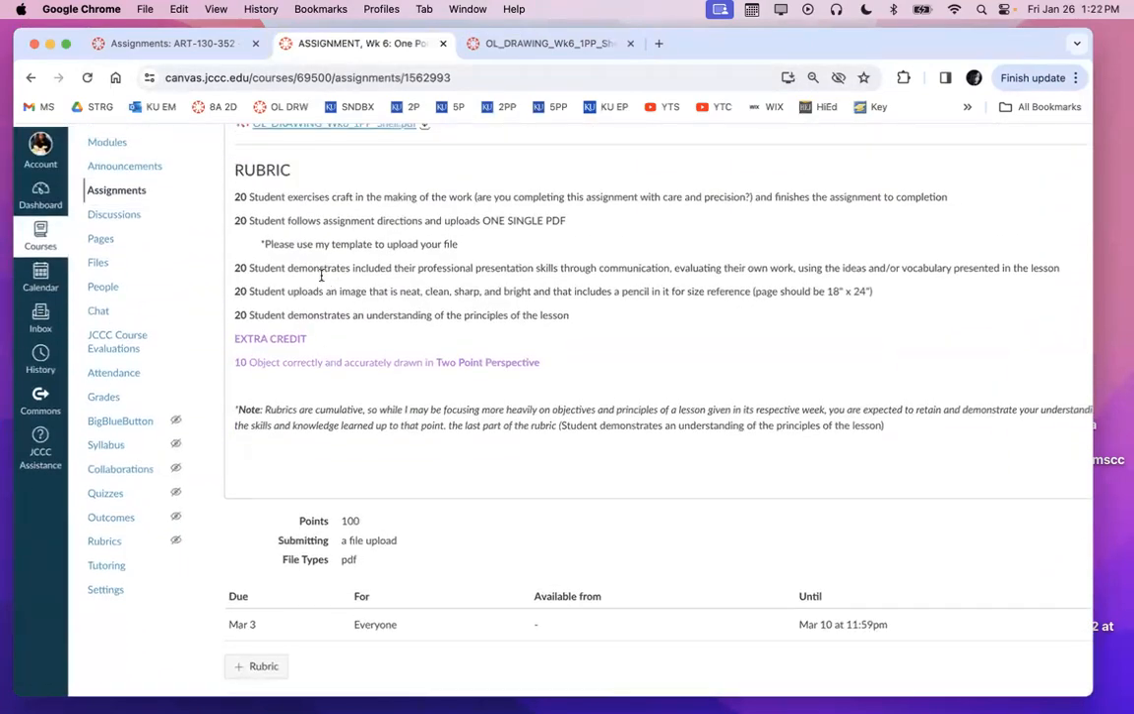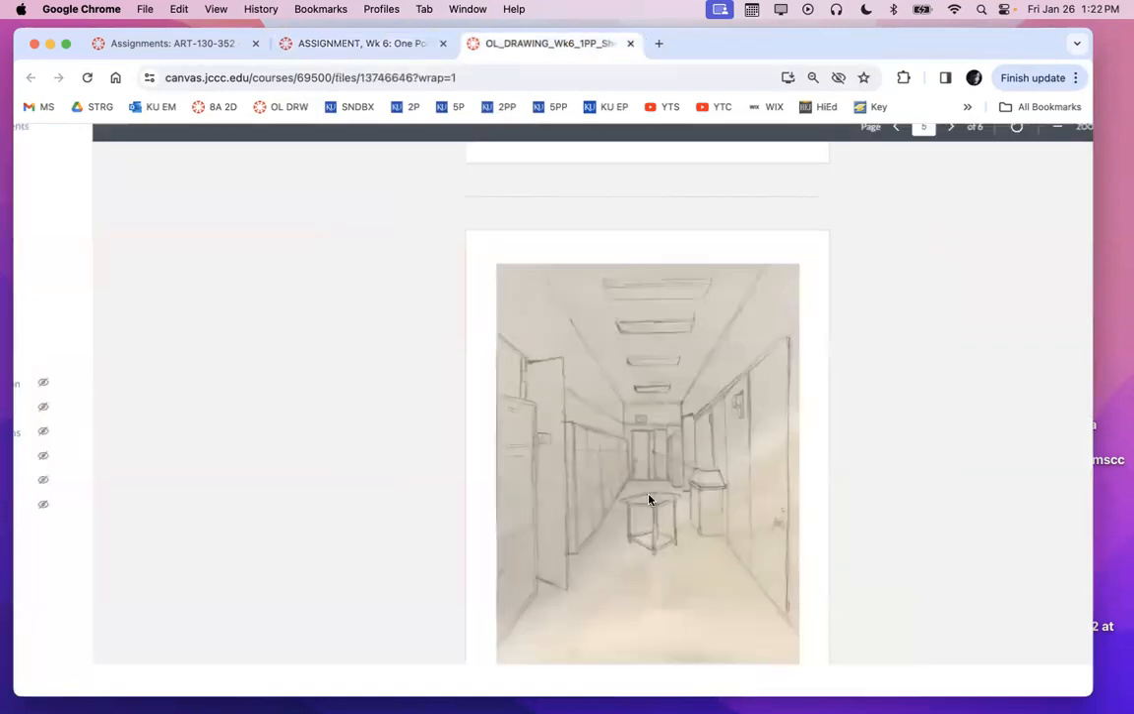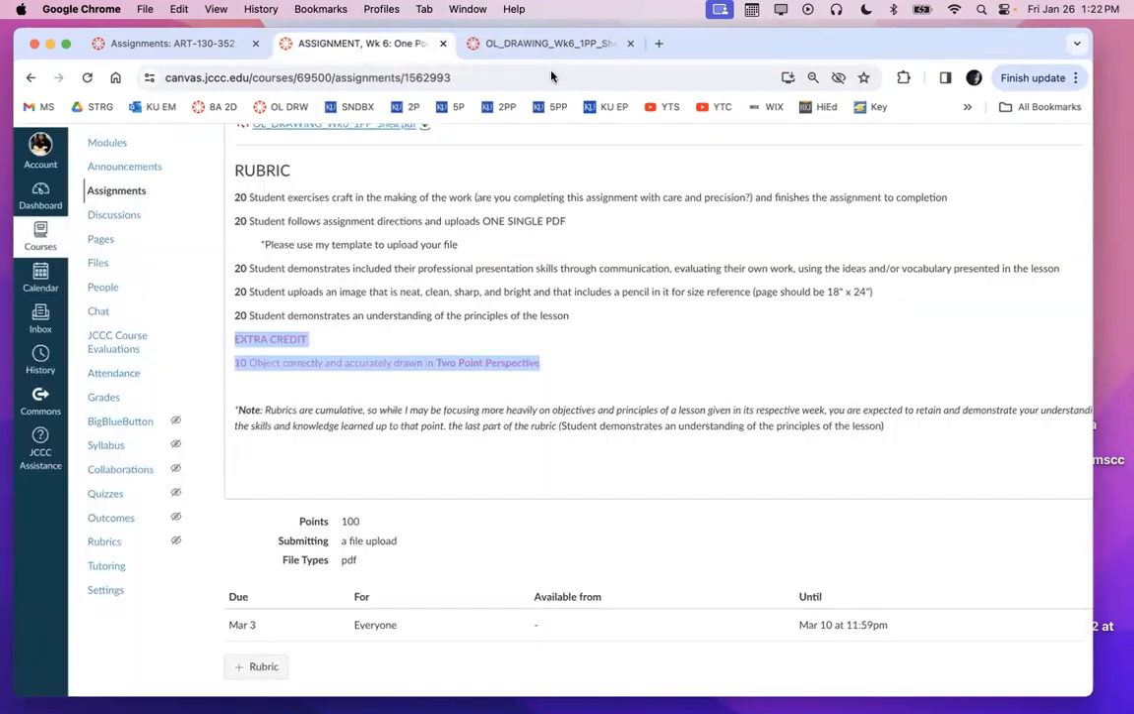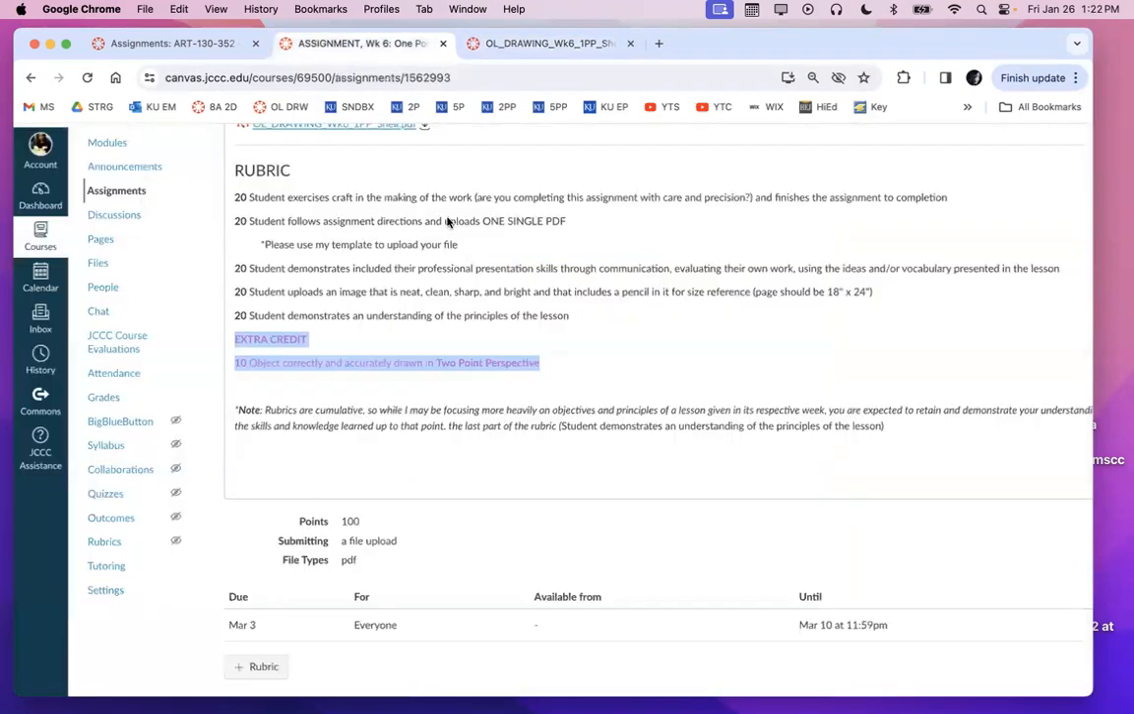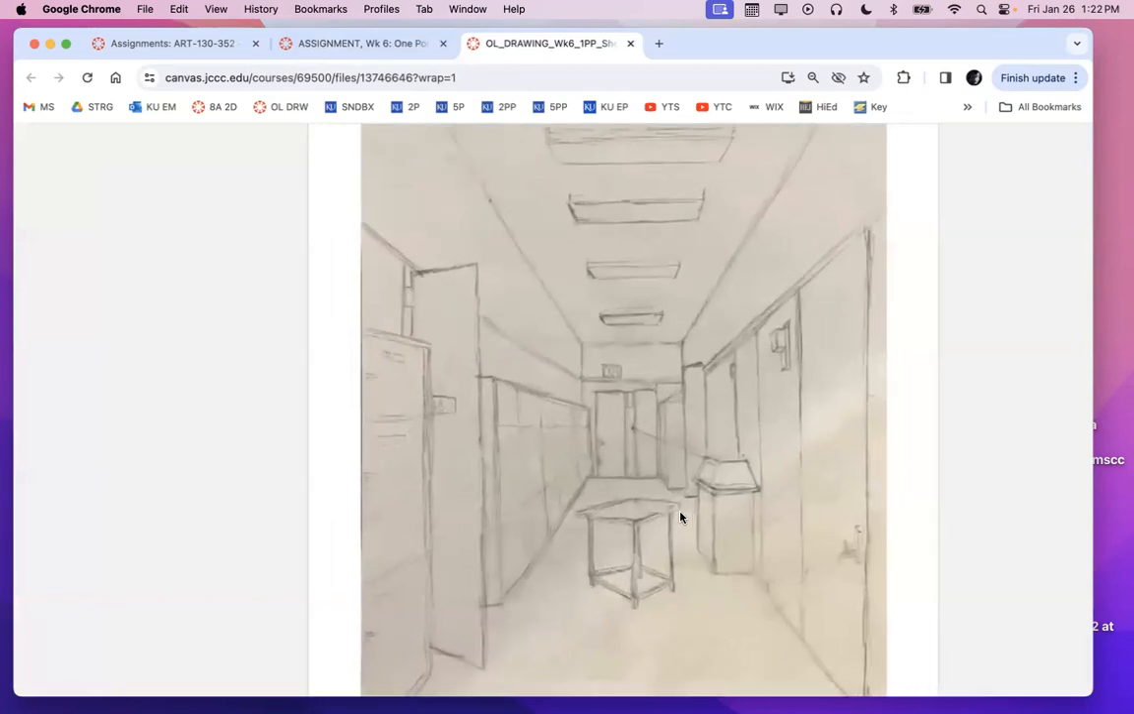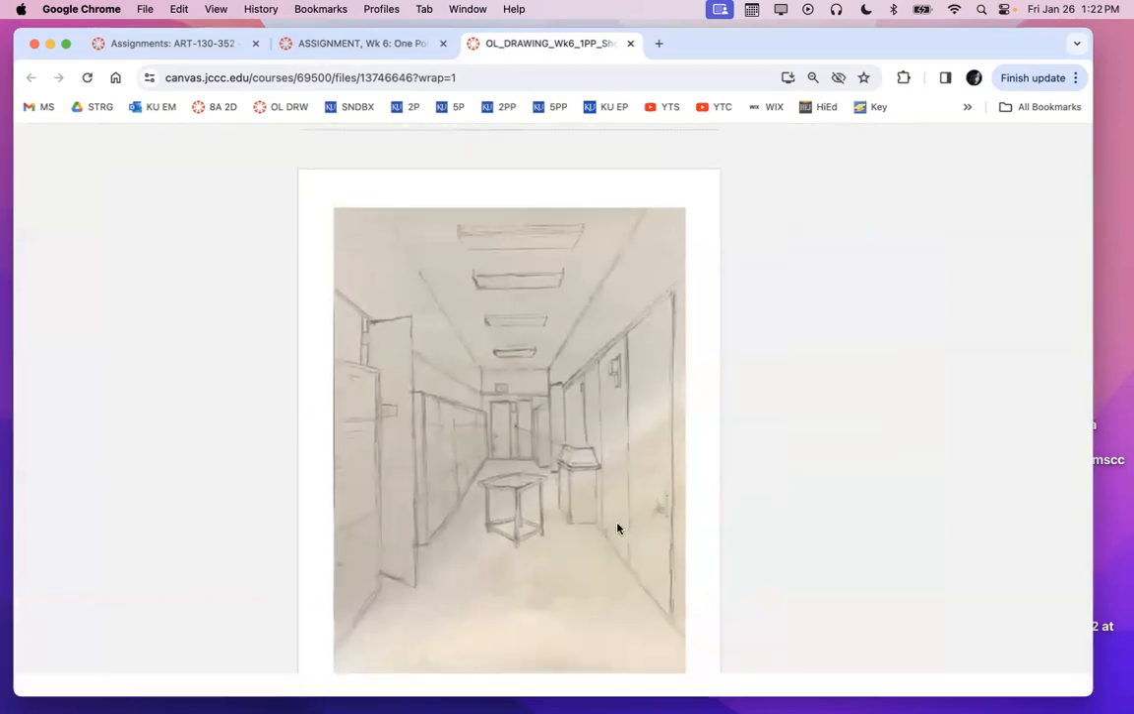So here's the rubric, extra credit. If you can pop something in there that's in 2-point perspective, I'll give you an extra 10 points on the assignment. I really only do the extra credit for my online class. Because that is the next section, if you understand how to do these, or if you want to read ahead, that's the extra credit.